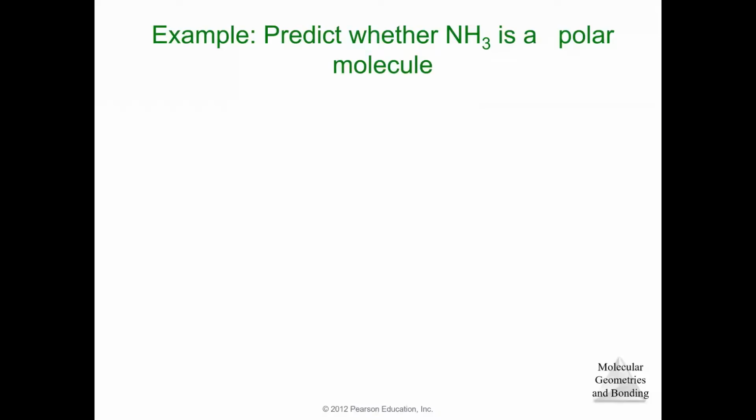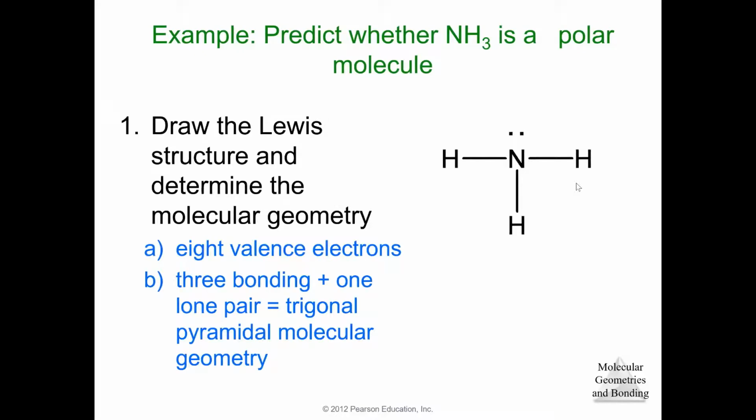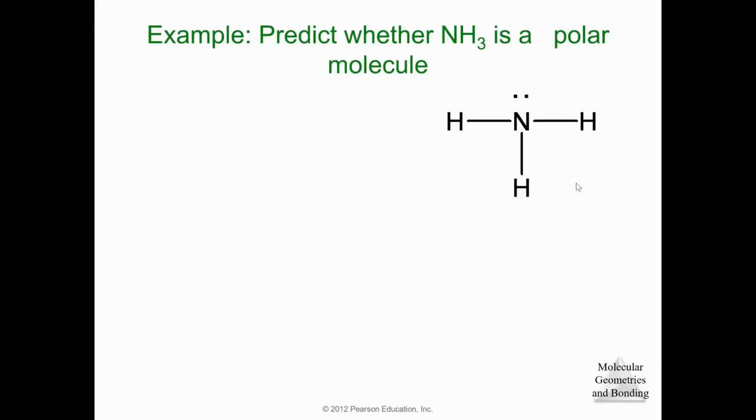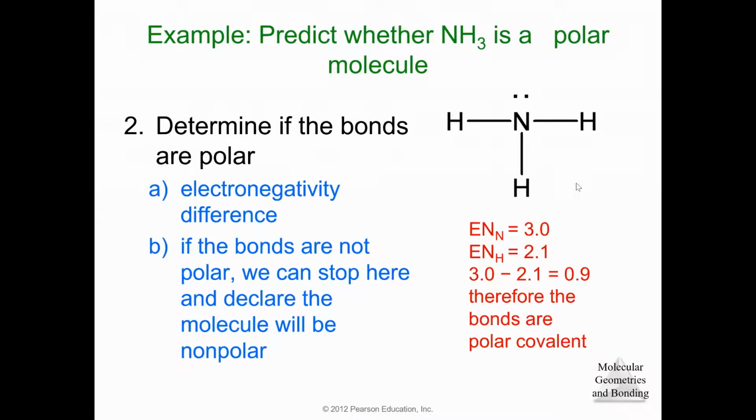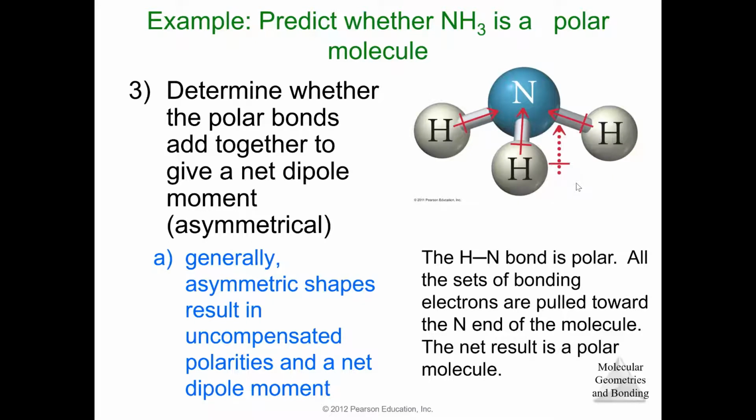Predict whether NH3 is polar or non-polar. That should be very easy for you. We do the Lewis structure. And then from the Lewis structure, obviously the electronegativity difference makes a polar bond. Therefore, this molecule would be polar, with everything going toward the nitrogen, so the net effect would be upward right there. This would be the negative. It should be drawn here actually. That's how it's going to go.